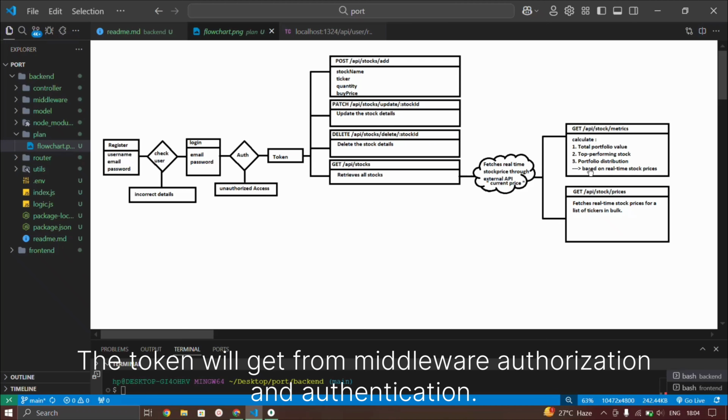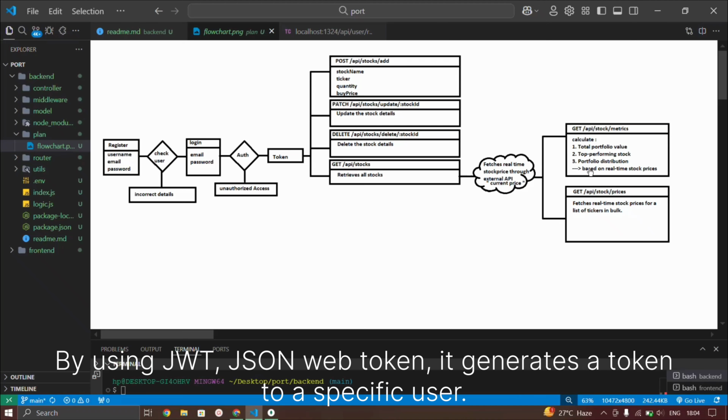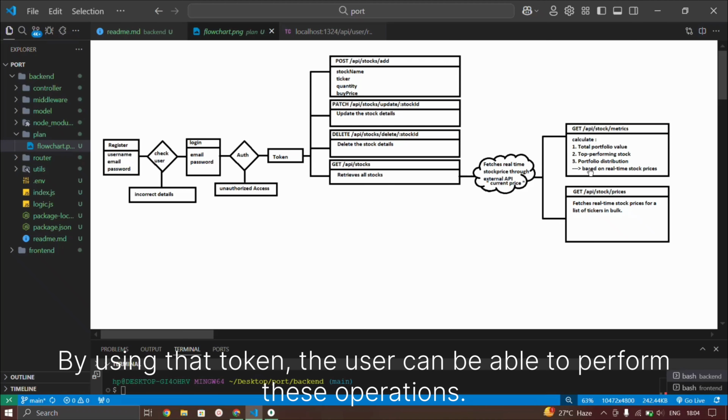The token is obtained from the authorization and authentication middleware using JWT, JSON Web Token. It generates a token for a specific user. By using that token, the user is able to perform these operations.